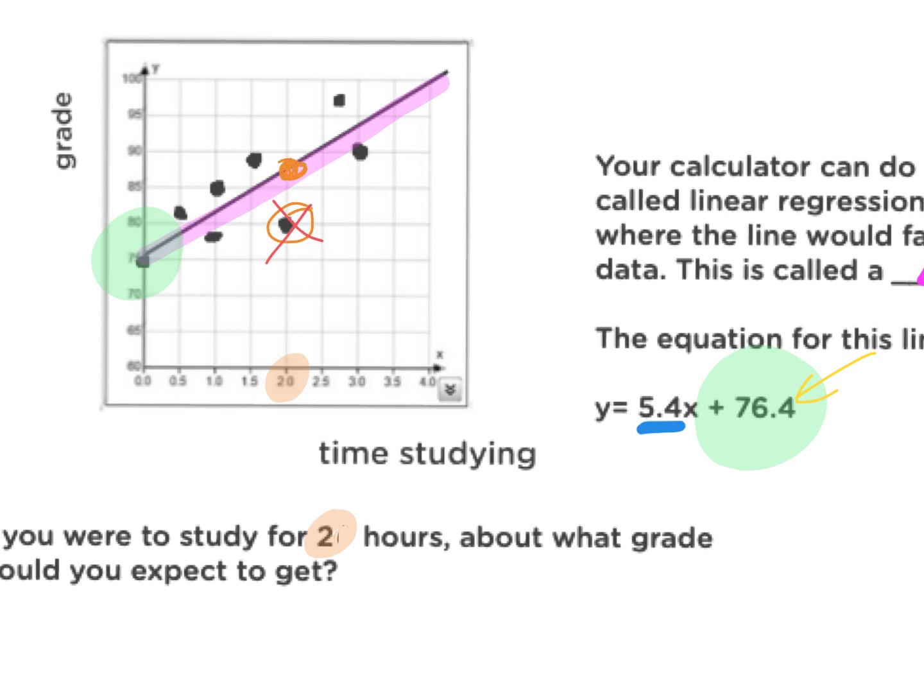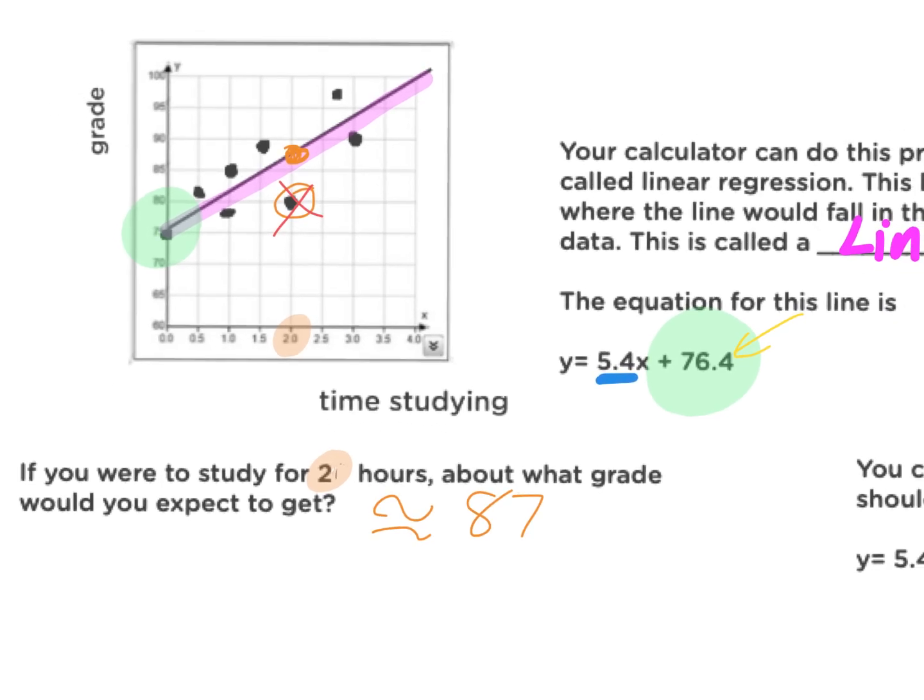So if you were going to study for 2 hours, we would go right here to the line, and I'm going to say 87-ish, kind of halfway in between 85 and 90. I guess I should really do that more mathematically, right, and do the little squiggly equals. So approximately 87 is what you could probably estimate based on the line of best fit. So don't use the coordinates, use the line of best fit. Use the line, okay? That's what it's there for, to make a prediction.